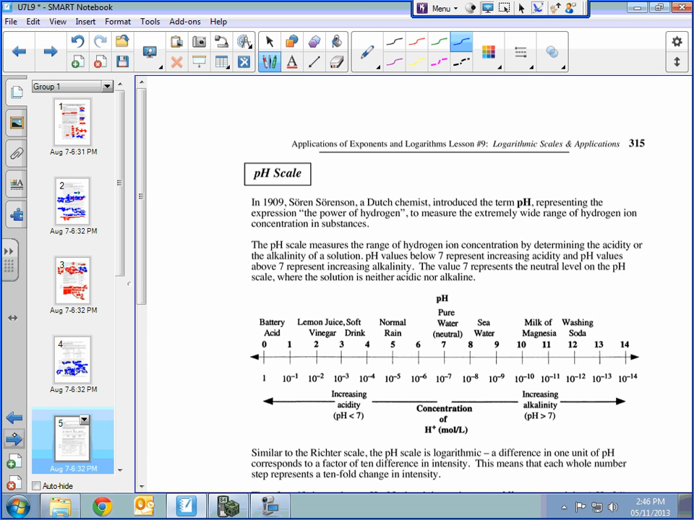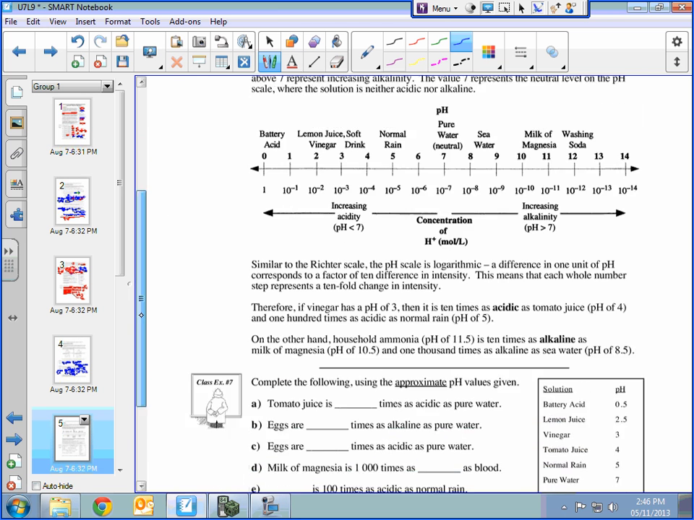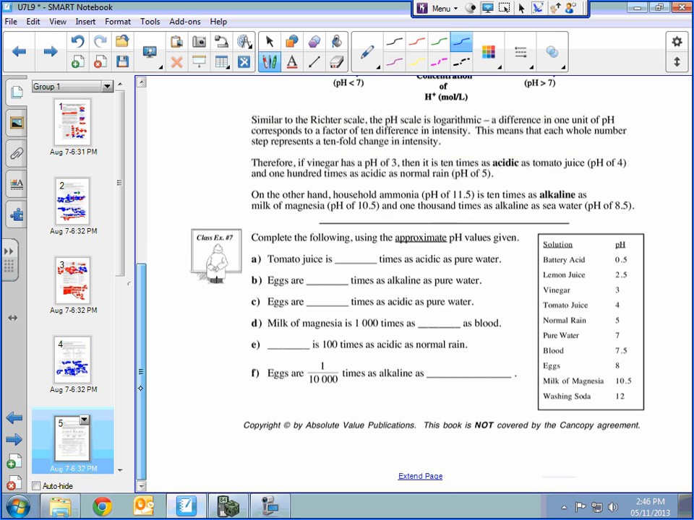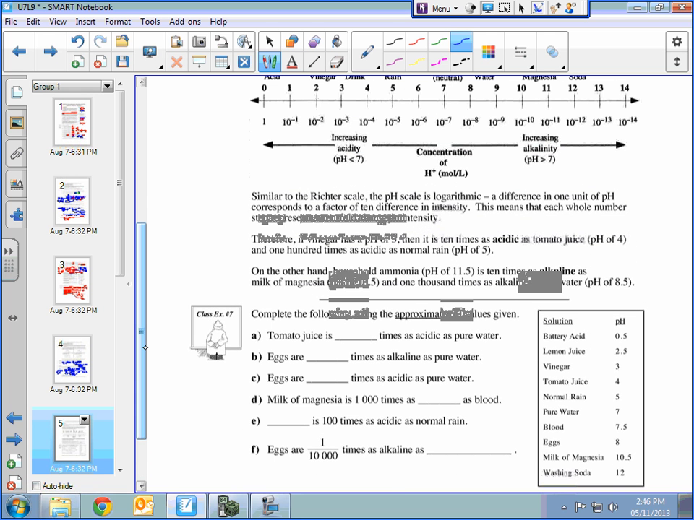So let's do pH quick, and then we'll be done for the day. Hopefully, it won't take us long. So pH, same idea, okay? Similar to Richter, a difference of 1 unit pH corresponds to a 10 difference. So these are all tenfold, okay? Tenfold.